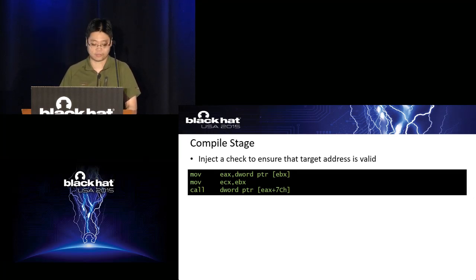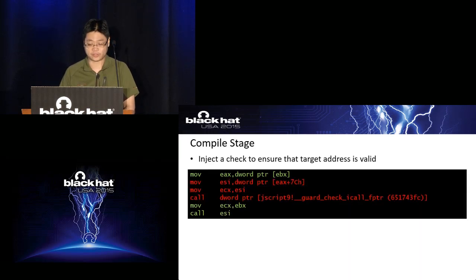This is the function before CFG is enabled. And this is the compiled code after CFG is enabled. You can see those in red are injected code. It calls a function. This is the GuardCFCheckFunction I mentioned before.